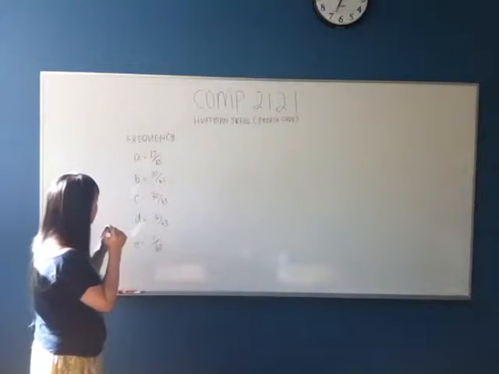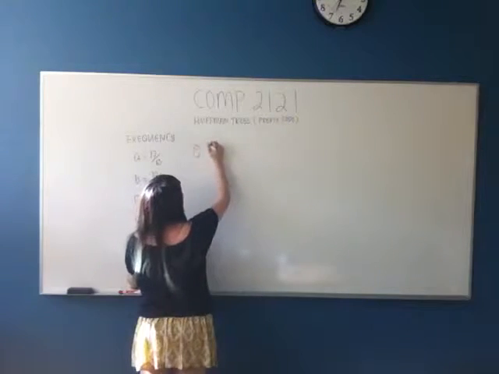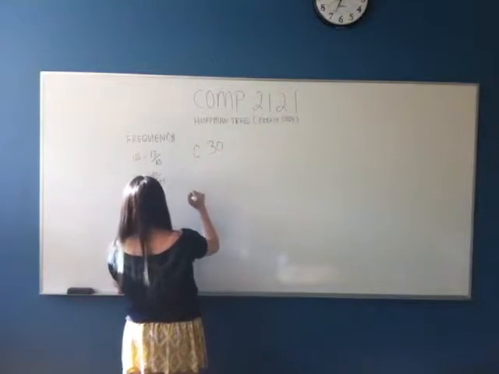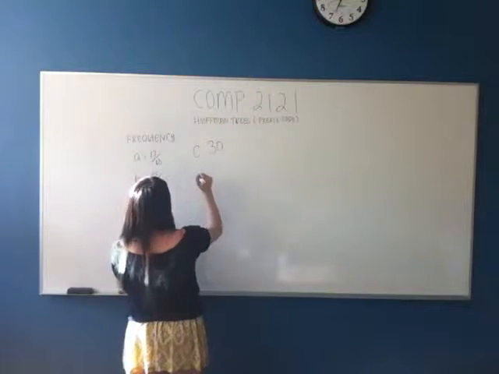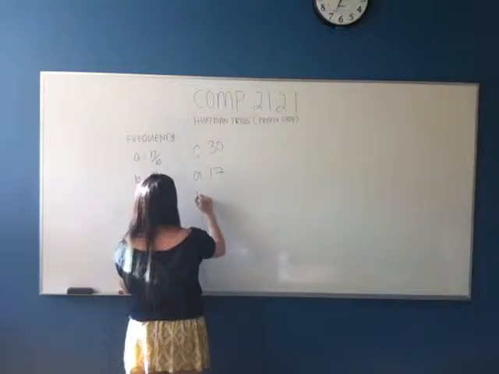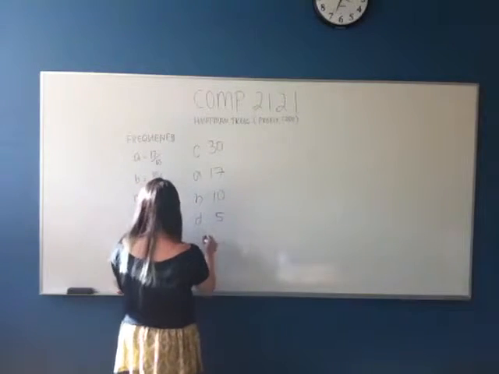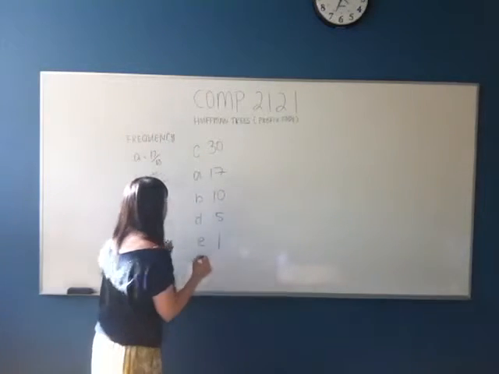So your first step is to list the largest number to the lowest number. 30, 17, 10, 5, and E is 1.